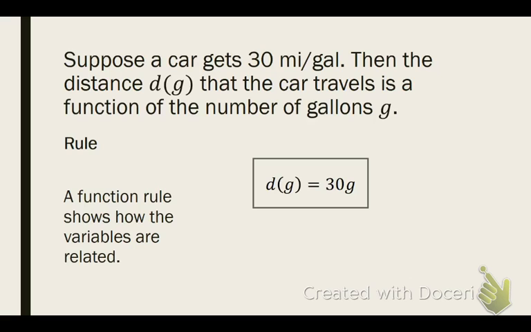Typically, we like to say y equals mx plus b, but we don't really make sense of it. It's a rule. A function rule shows how the variables are related. And in this case, the distance that a car travels is 30 miles per gallon times the gallons.